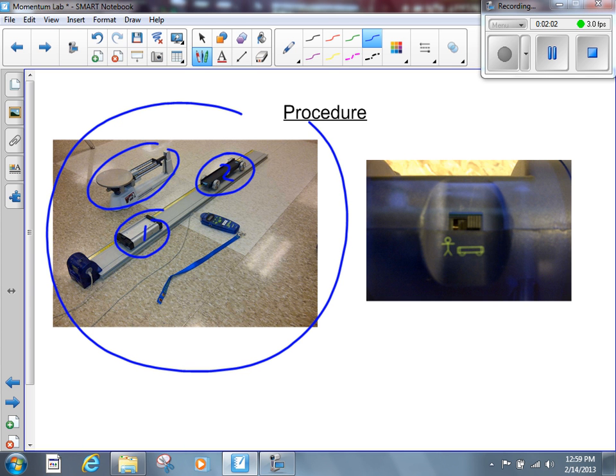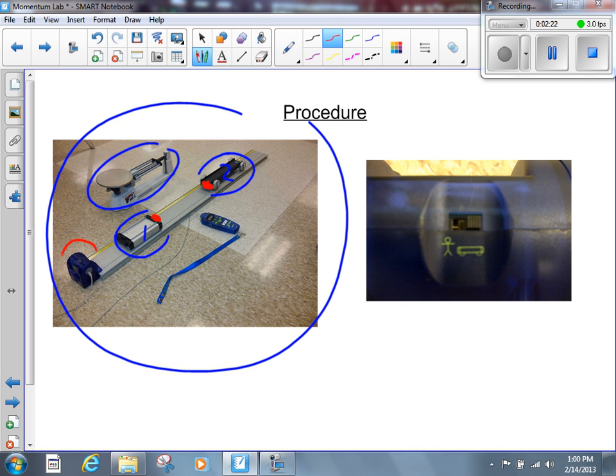On the end of each of those dynamics carts, there's going to be a little piece of sticky tack that you're going to put on. The purpose of that sticky tack is that when you roll cart number 1 towards cart number 2, it's going to stick to it, and then they're going to remain as one object after the collision.